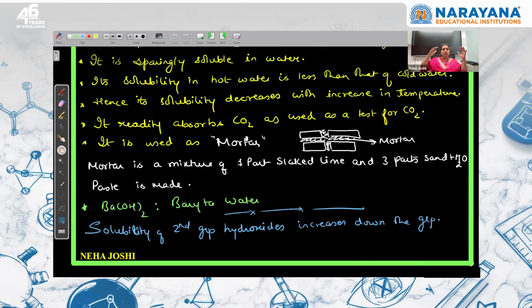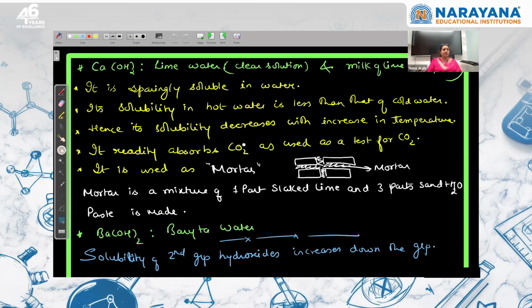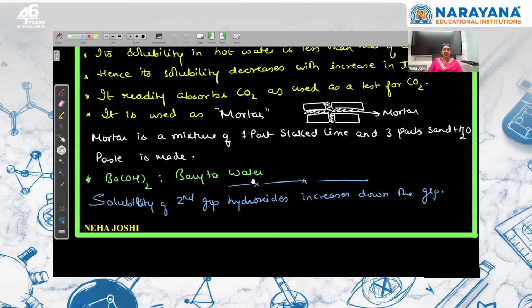Now, what is mortar? When we set bricks, then between the two bricks, you put some paste, right? That paste is called mortar. Mortar is a mixture of one part of slaked lime, the calcium hydroxide suspension, 3 parts of sand, SiO2, plus water, and then a paste is made. That is called mortar. In that, we are using calcium hydroxide. Barium hydroxide is called baryta water. We have already discussed that solubility of second group hydroxides increases down the group.